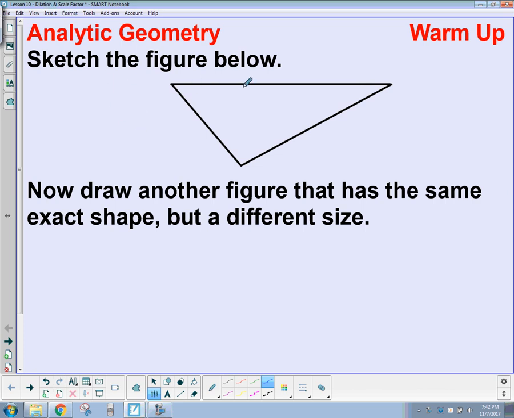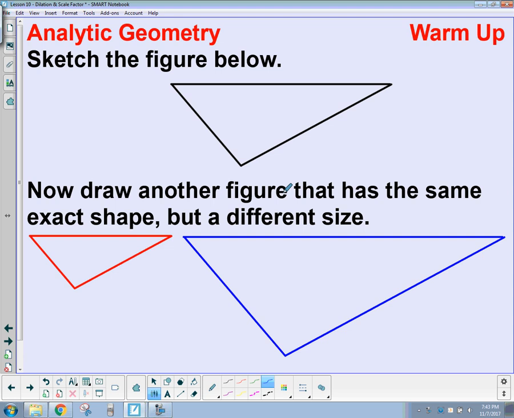So, go ahead and sketch your figure below. Now draw another figure that has the same exact shape, but a different size. Same shape, different size. What did that remind you of? Similarity. Good. Remember, congruent was same shape, same size. Similar is going to be same shape, different size.